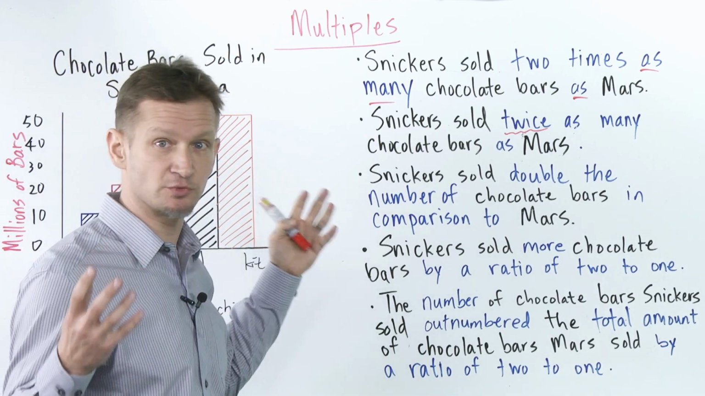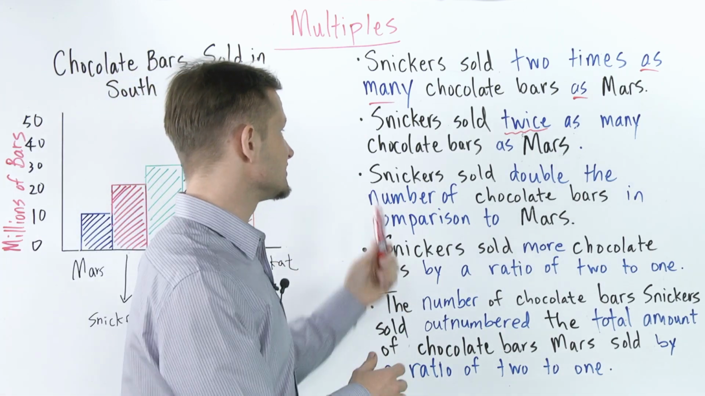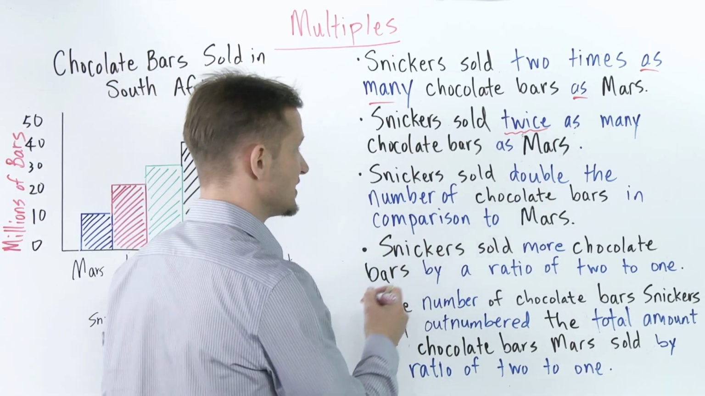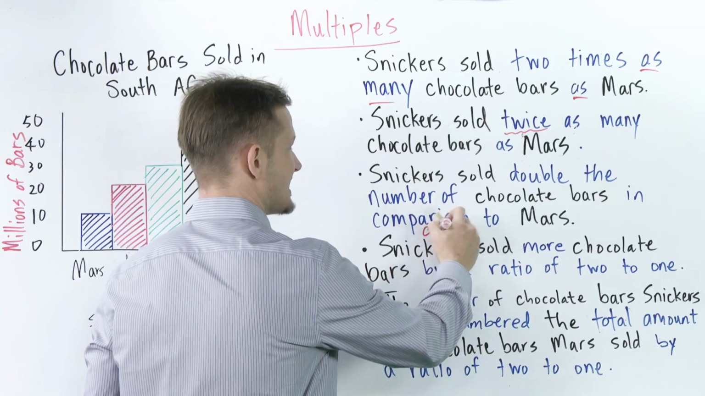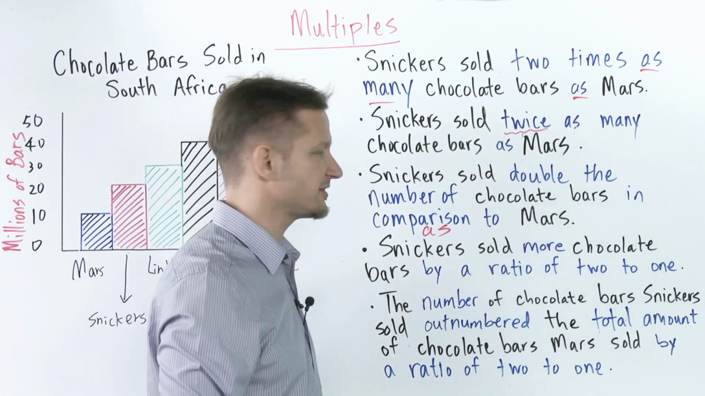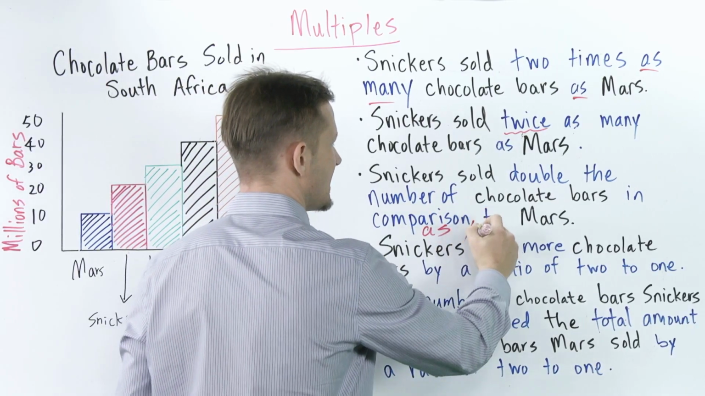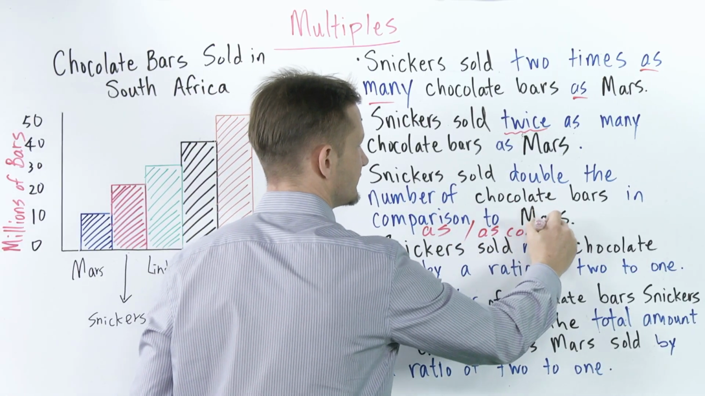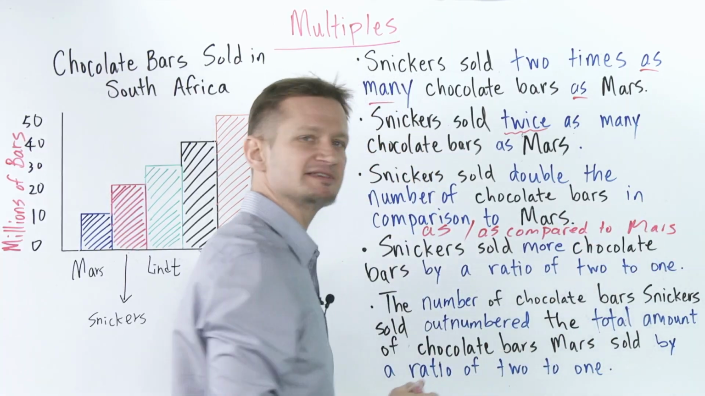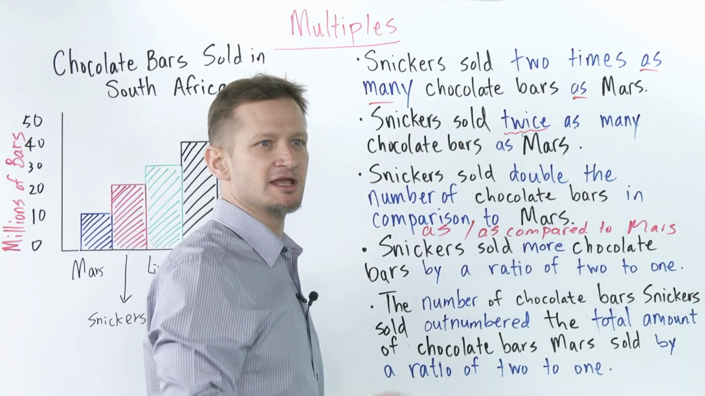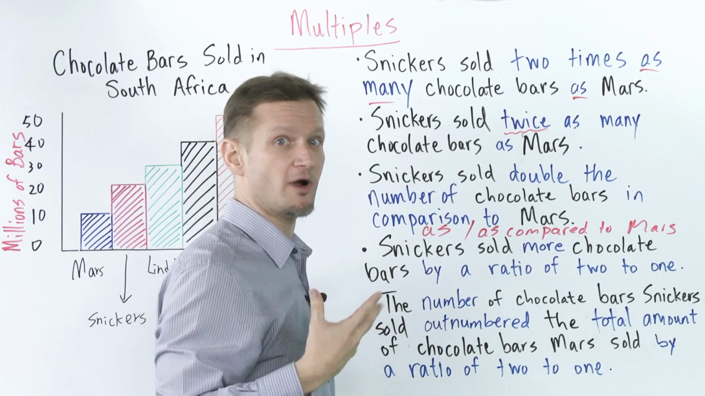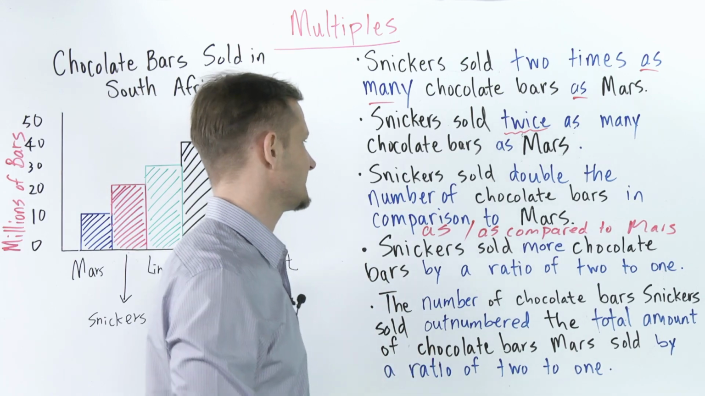Right? So we're talking about the same data in a different way. Snickers sold double the number of chocolate bars in comparison to Mars. You could also say double the number of chocolate bars as Mars. It's a little simpler. Or you can say as compared to Mars. Right? So those are all the same, they mean the same thing, just a little bit of variation. If you vary your vocabulary, that's going to display how well you can use English.